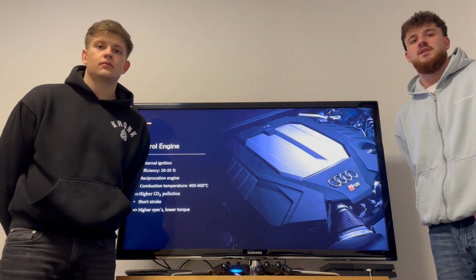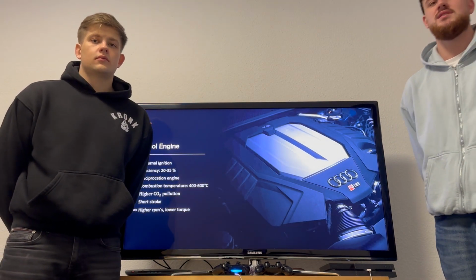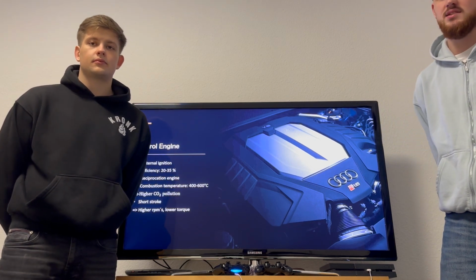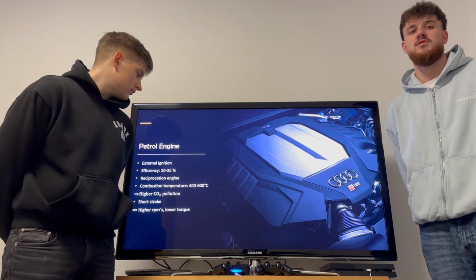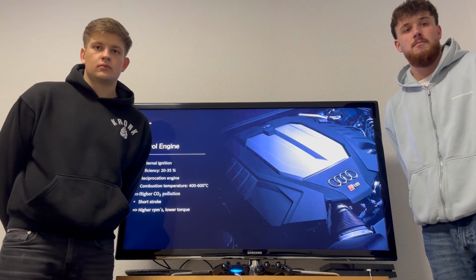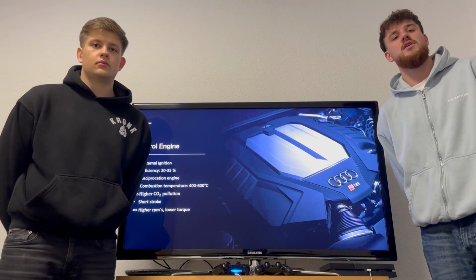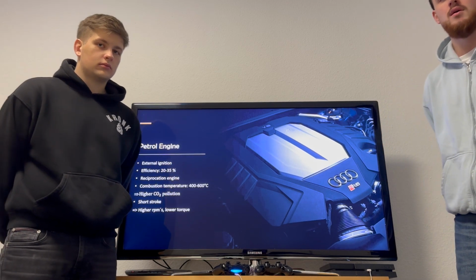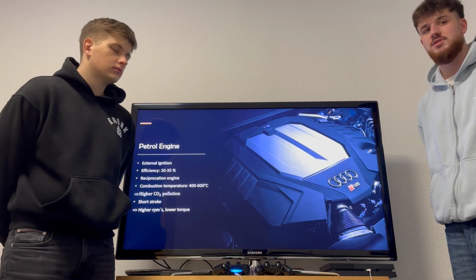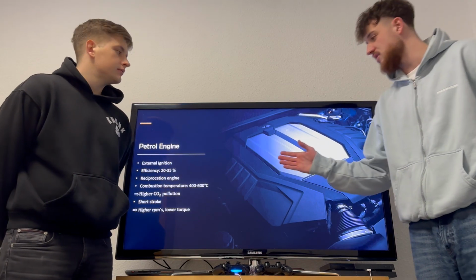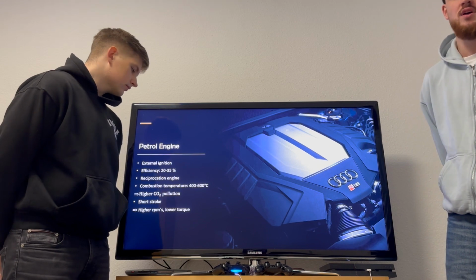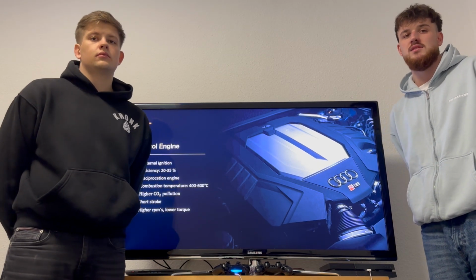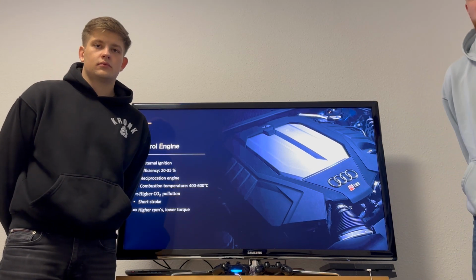First step is the petrol engine. Petrol engines differ from diesel engines in terms of ignition, because they have an external one. Like diesel engines, petrol engines are reciprocating engines, meaning an up and down movement is converted into a rotation over the crankshaft. Moving on to the combustion, the temperature for petrol engines is in the range of 400 to 600 degrees, which results in a higher carbon dioxide pollution than diesel engines, but lower nitrogen oxides.